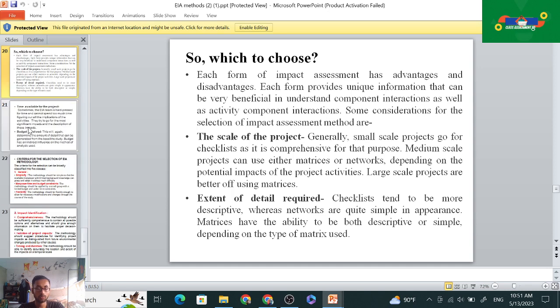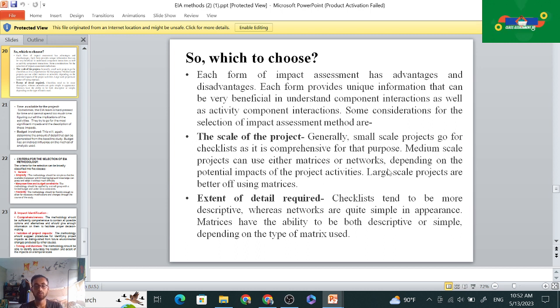So which to choose? Each form of impact assessment method has advantages and disadvantages, and each form provides unique information that can be very beneficial to understand component interactions as well as activity component interactions. Some considerations for the selection of the impact assessment method are the scale of the project.